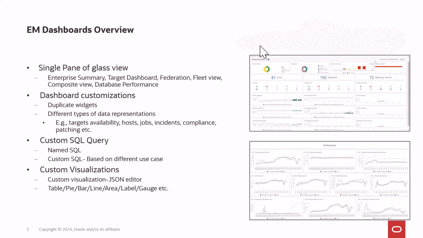So first of all, the EM Dashboard overview. EM Dashboard can help you get a single pane of glass view of all sorts of dimensions and different representations, like enterprise summary at the very lowest level, the target dashboard, and the federation view, where you can have multiple federated Enterprise Managers. You can also get different kinds of dimensions or insights in the same dashboard for all the federated EM sites. There can be fleet view, composite view, and database performance also.